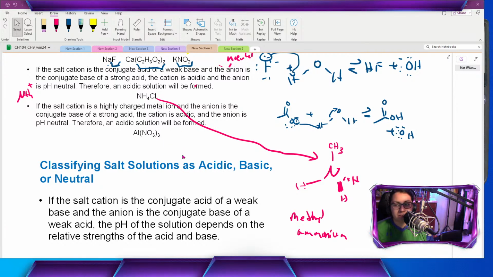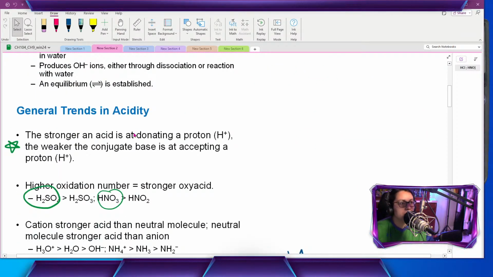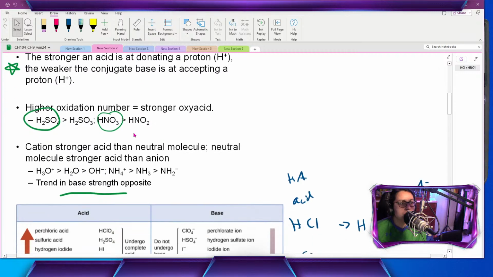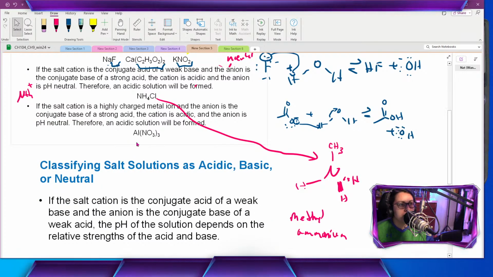And so this is just something to know. We had said earlier, let's go back to our trends. Where are our trends? This trends in acidity. So we said cations are stronger acids than neutral molecules. So if you see these highly charged metal ions, again, like aluminum 3 plus, then that's a hint that it's acidic.